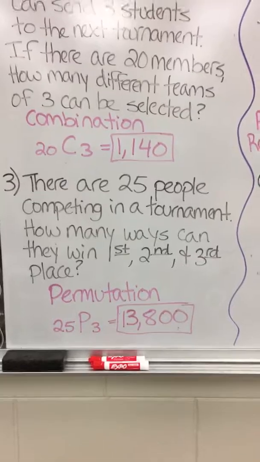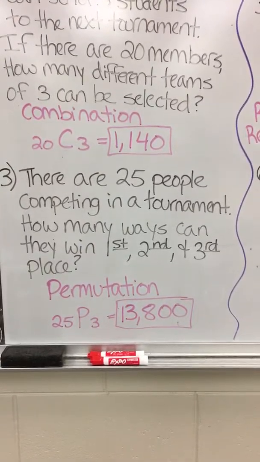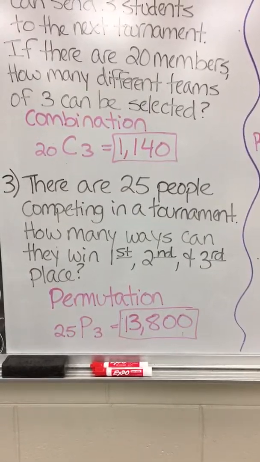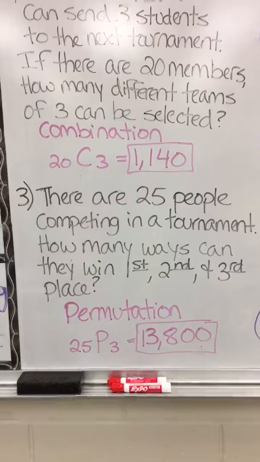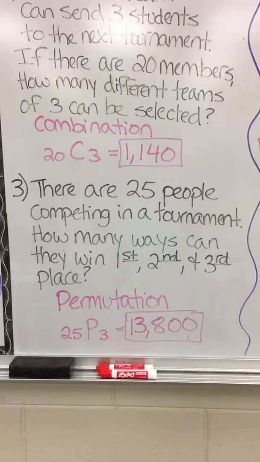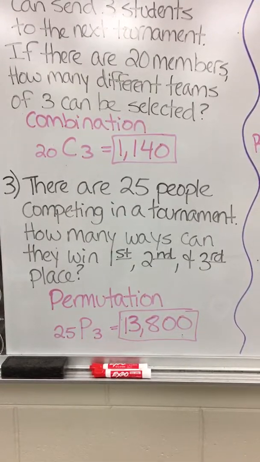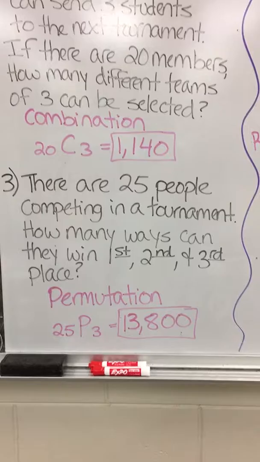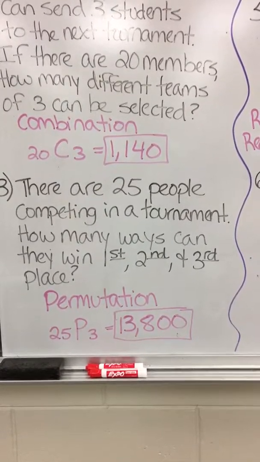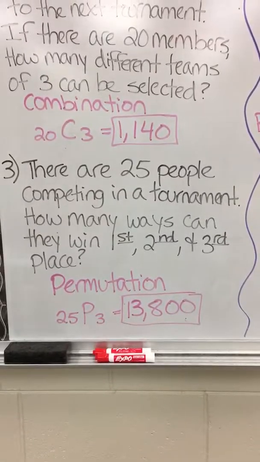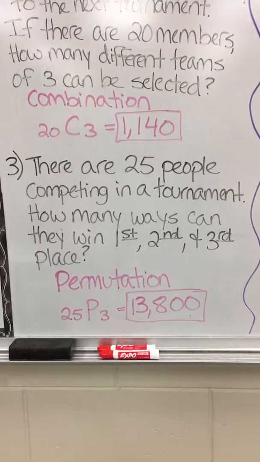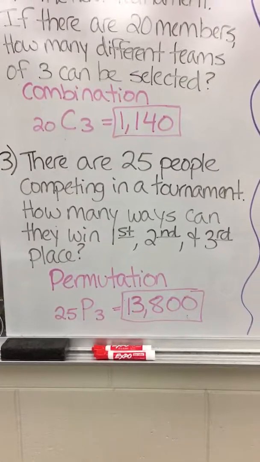For this one, number 3, there are 25 people competing in a tournament. How many ways can they win first, second, and third place? So again, this is a permutation because order matters. For this one, we're going to start again with the total number, which is 25 people, followed by that P for permutation. And there are 3 different places that they can win: first, second, and third place. So you're going to put that 3 last. Again, put it into the calculator just like I showed you, and your answer is going to be 13,800.